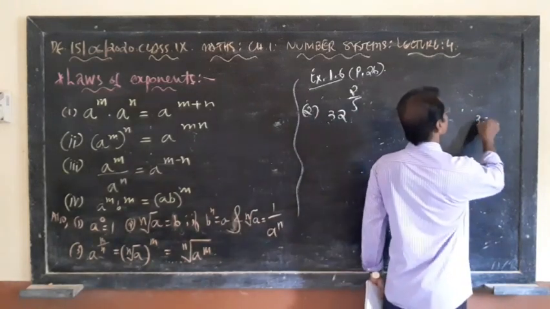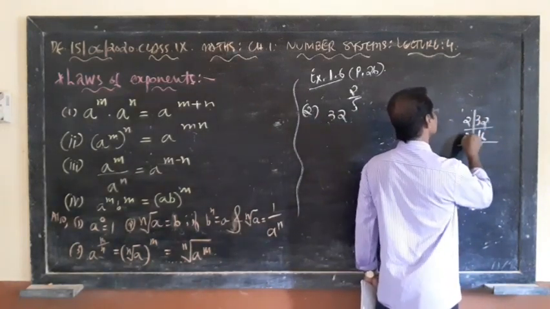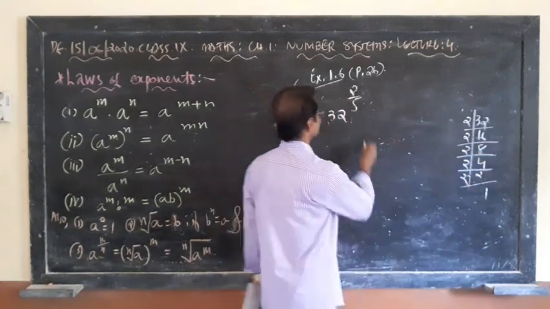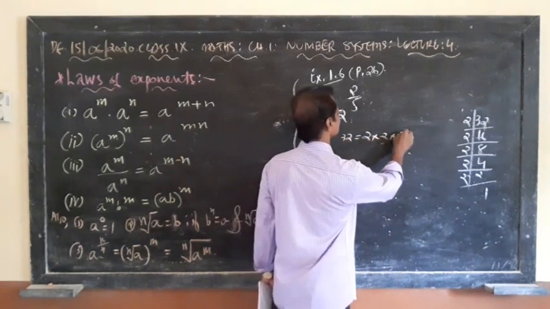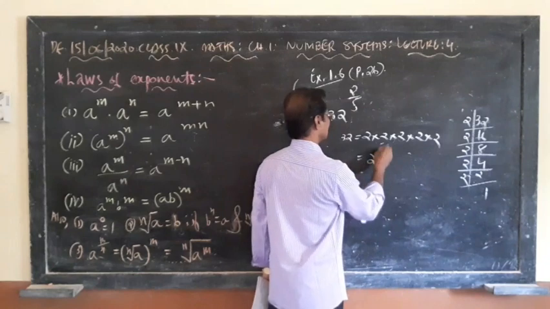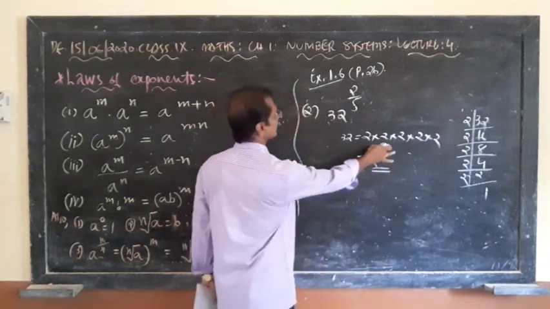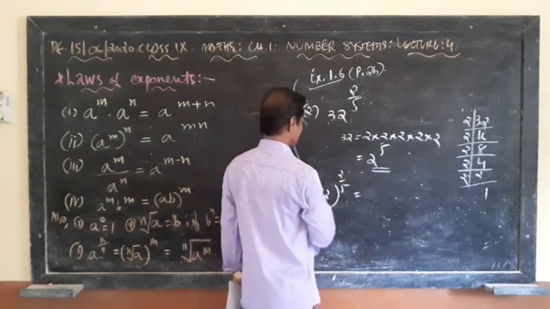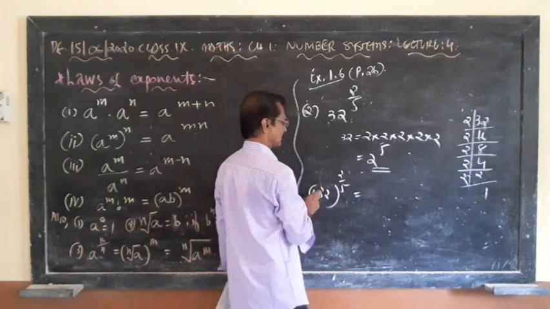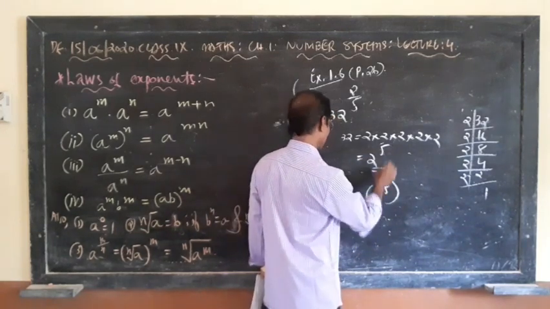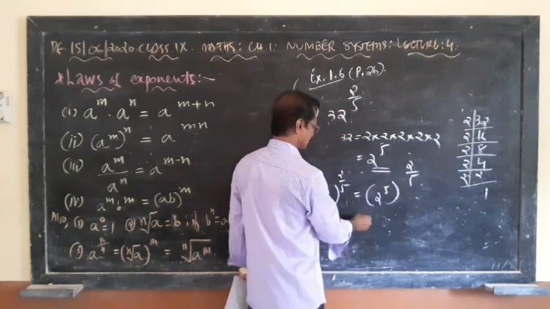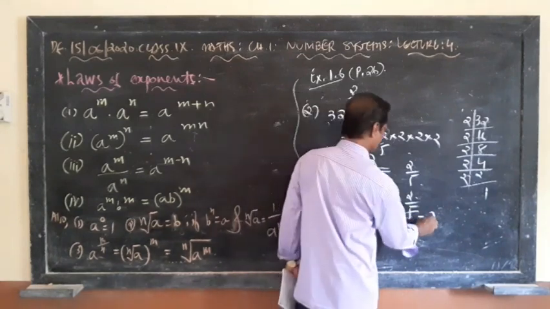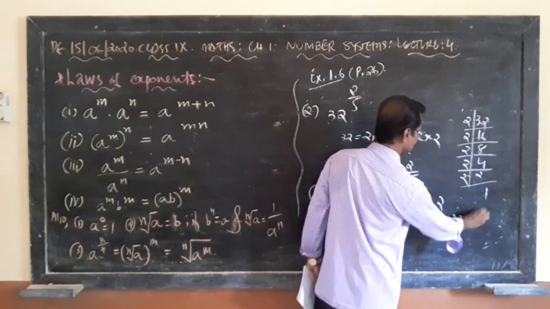32, the factors: 32, 2 16, 2 8, 2 4, 2 2, 1. We can write 32 equal to 2 into 2 into 2 into 2 into 2 equal to 2 raised to 5. Now here 32 raised to 2 upon 5 equal to, you write in place of 32, 2 raised to 5. 2 raised to 5 the whole raised to 2 by 5 equal to 2 raised to 5 into 2 upon 5. 5 gets cancelled. 2 raised to 2 equal to 2 into 2 equal to 4.